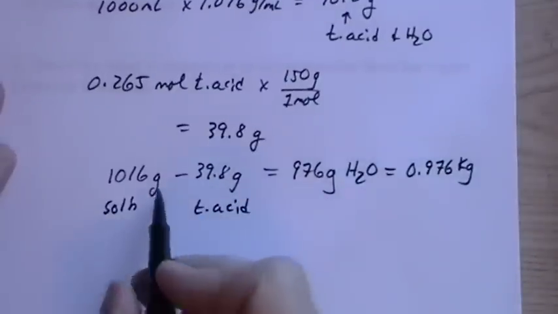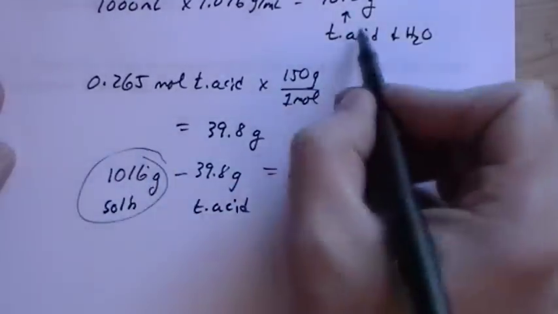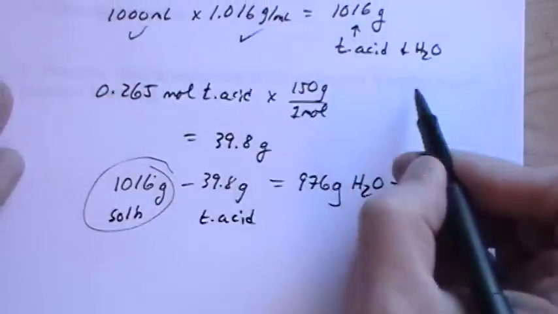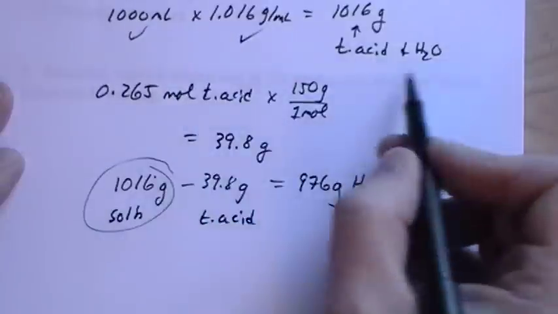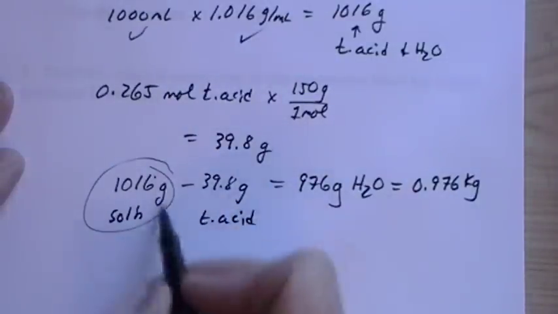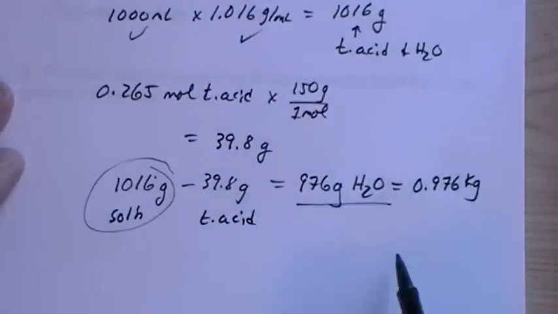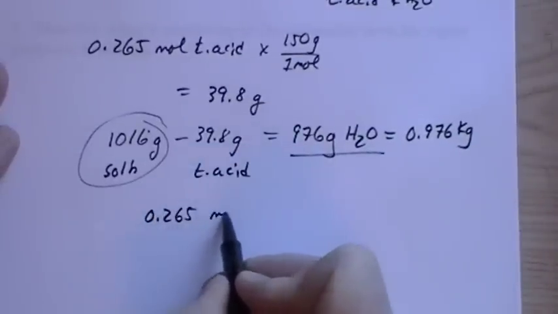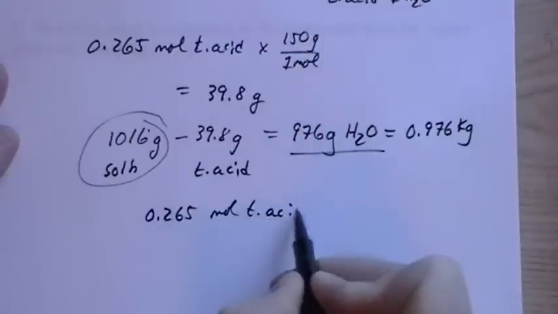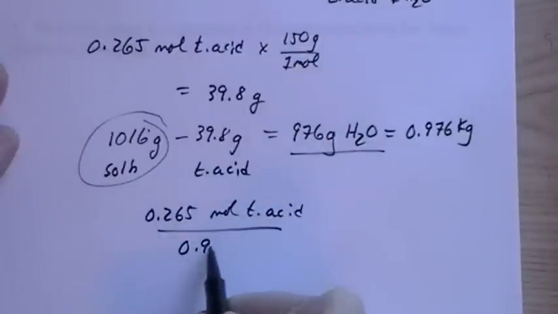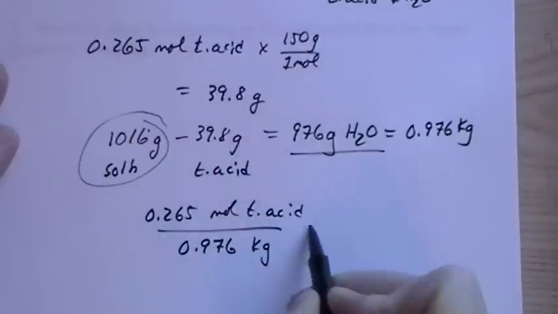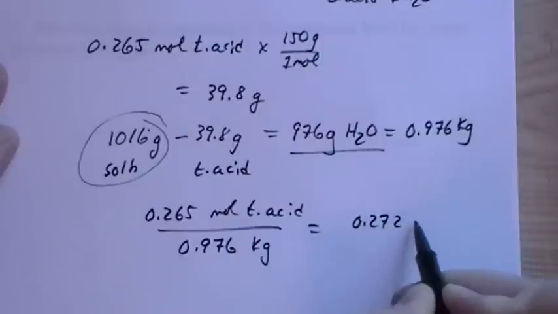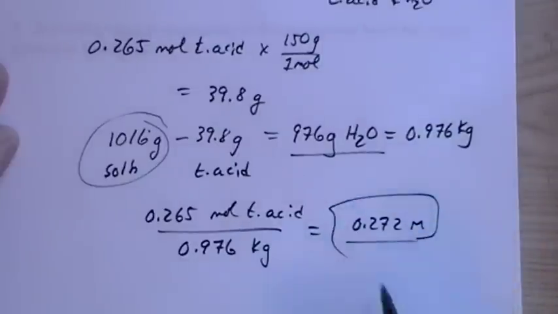But this is the mass of the solution. We found that with the volume of the solution times the density gives us the grams of solution. Then we subtracted off the mass of the solute, so we just had the mass of the water. And then we're done. We know how many moles of the T acid we had, the tartaric acid. And then we know the mass of the solvent. And we've now converted molarity to molality.